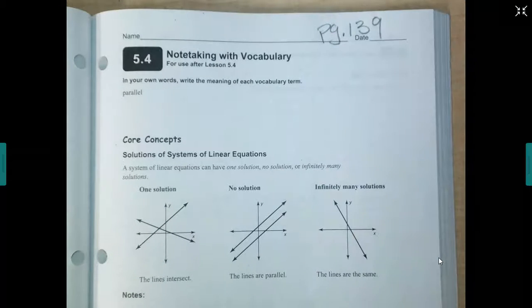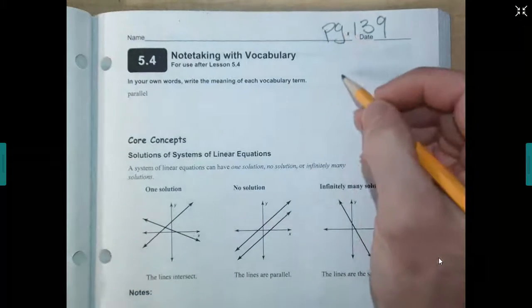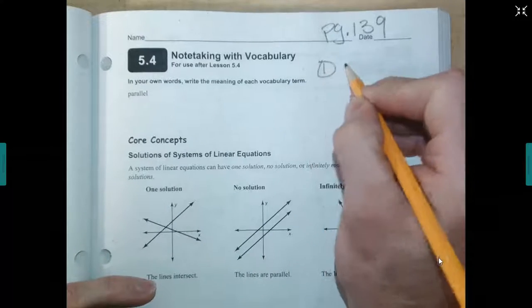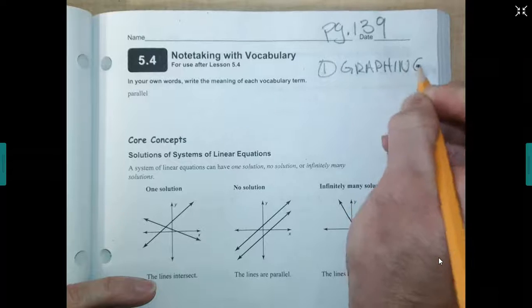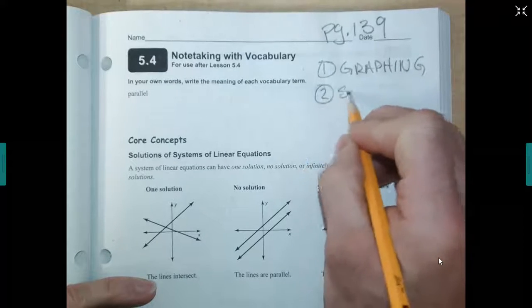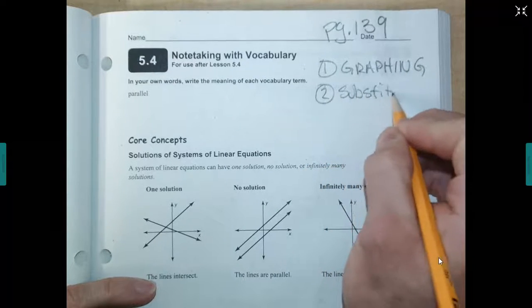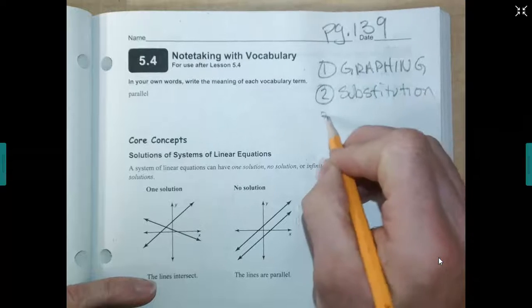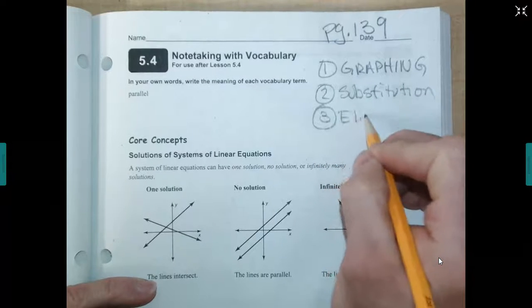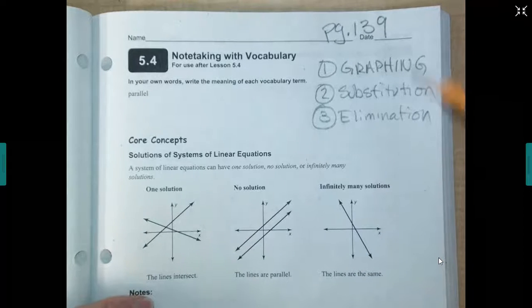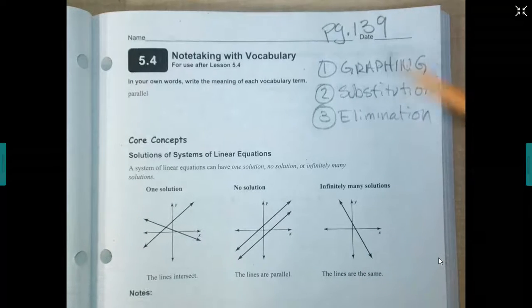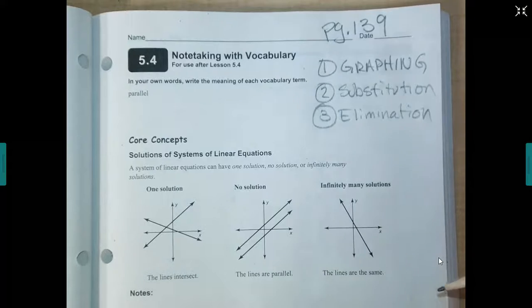Alright, we are continuing with our solution sets of linear equations, and as we've done so far, we have solved it three different ways. One, we've used graphing. Two, we've used substitution. And three, we've used elimination. And today, we're going to be using all three.